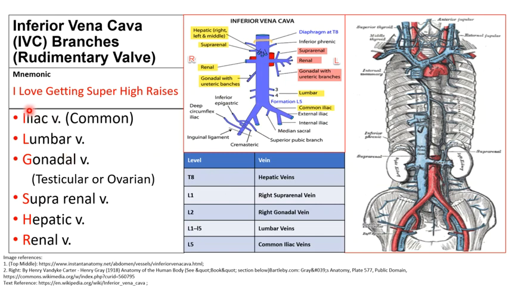And the mnemonic for inferior vena cava branches is I Love Getting Super High Raises. I stands for iliac, L for lumbar, G for gonadal, S for suprarenal, H for hepatic, and R for renal. Moving to the next topic, which is cavernous sinus contents.